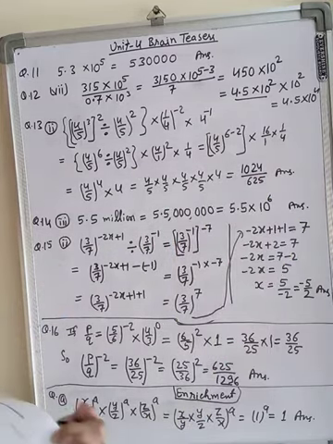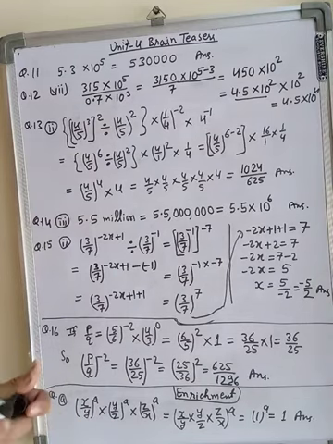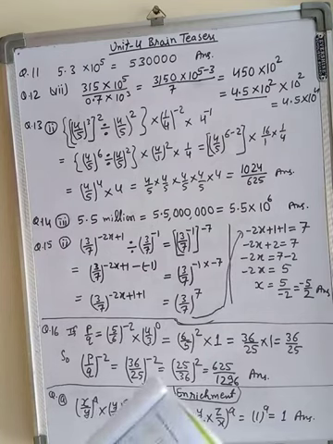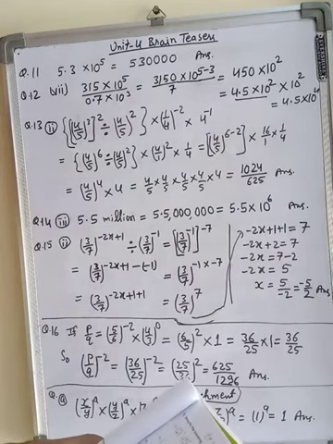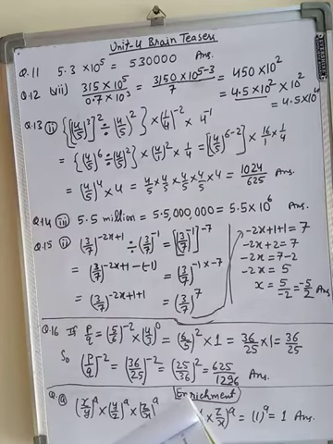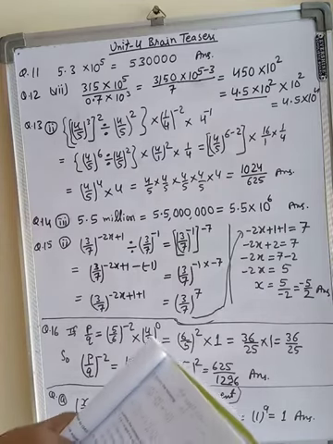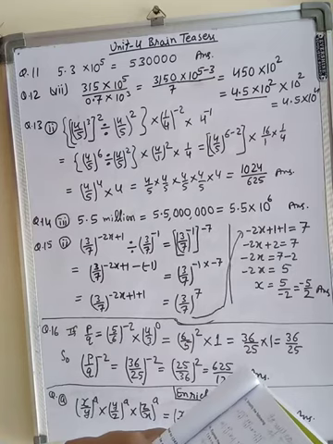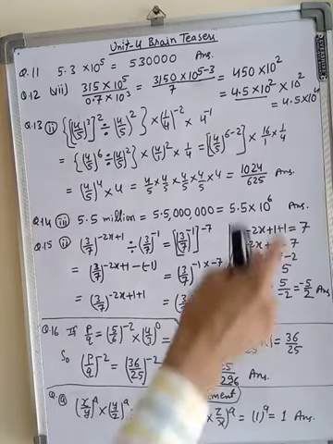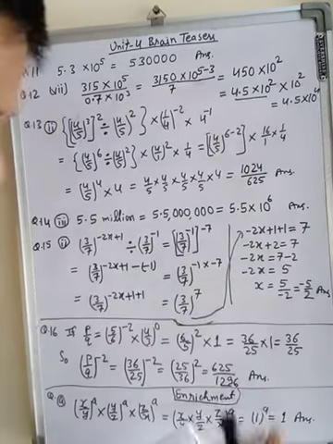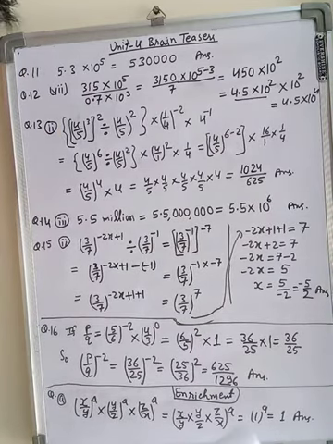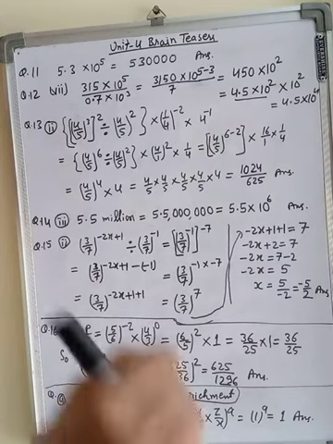Now question number 14. It is written: write this in k into 10 to the power n form, and it is given as a word problem. The number of red blood cells per cubic mm of human blood is approximately 5.5 million. Means number of blood cells per cubic mm. In the area of 1 cubic millimeter in our body, how many cells are there? 5.5 million cells are there.